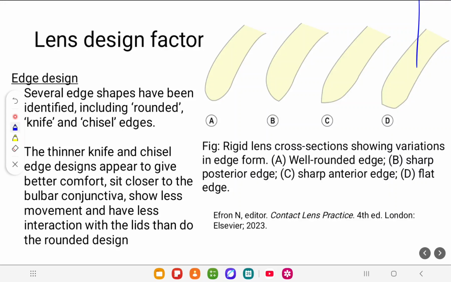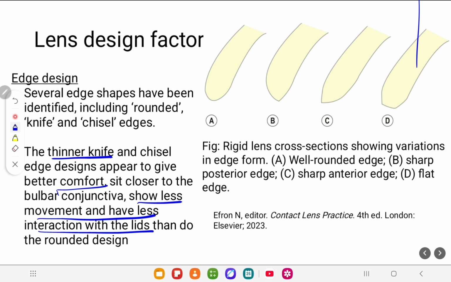Okay, in lens design, this is the second video, on lens design factors of contact lenses. Several edge designs have been identified, including round, knife, or chisel edges. Another point: the thinner knife or chisel edge design appears to give better comfort, sit closer to the bulbar conjunctiva, show less movement, and have less interaction with the lid than the round edges.